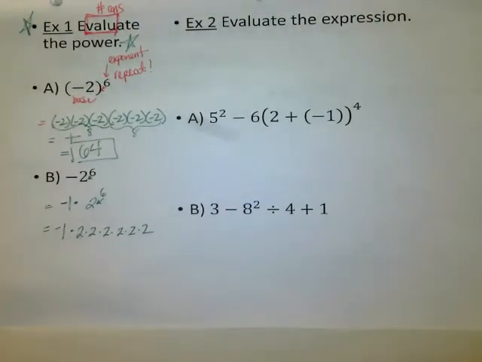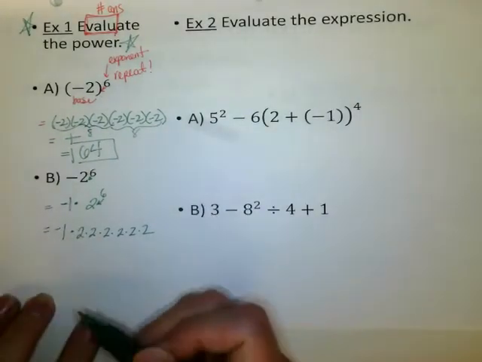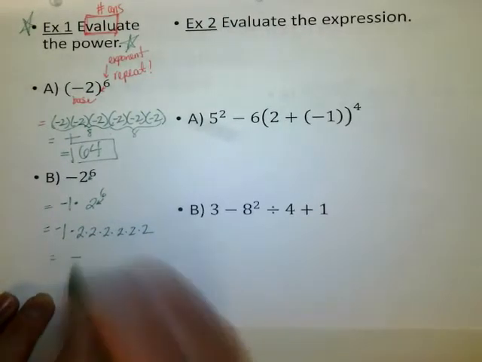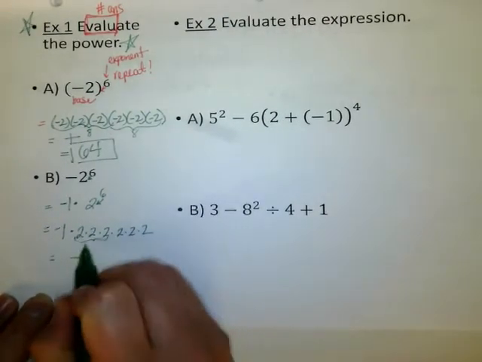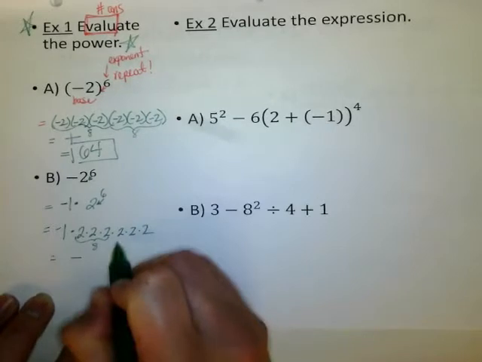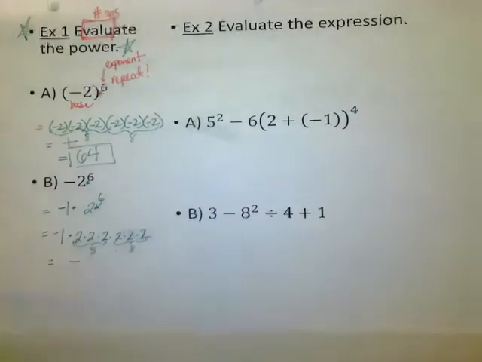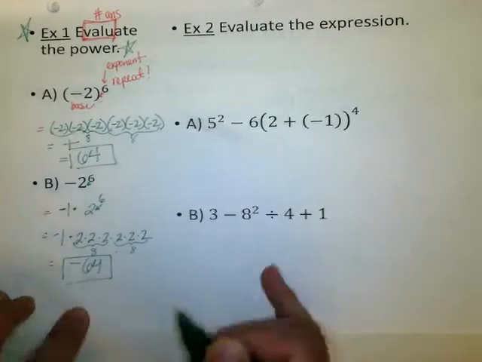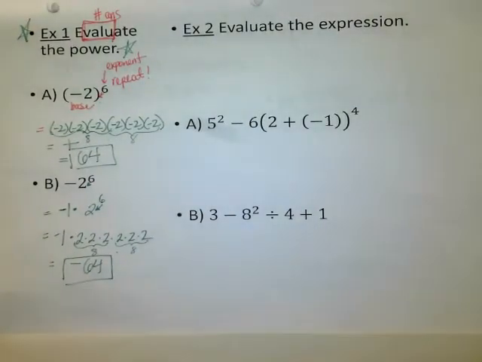Is this going to have a positive or negative result? Negative. Why? There's an odd number of negatives. There's only 1. All right? So this is going to be a negative result. And again, 2 times 2 times 2 is 8. And 2 times 2 times 2 is 8. And 8 times 8 is 64. So negative 64 for this result.